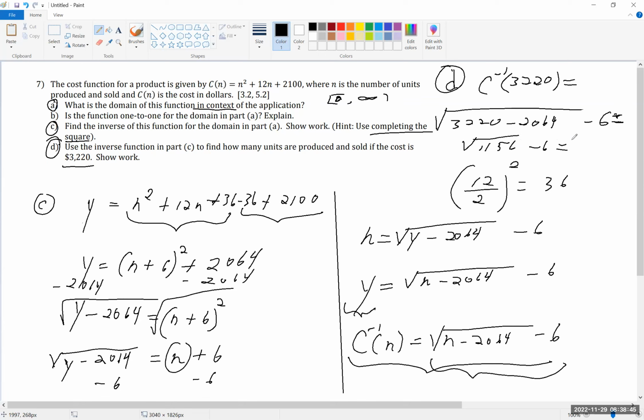Let's see. 11.56. That doesn't sound to me like it's a perfect square, but it is. It's actually 3.4, take away 6, and forgive the messiness. Let me try to at least separate things so you could make sense of where answers are. So 34 minus 6 is 28. That's how you do that one.